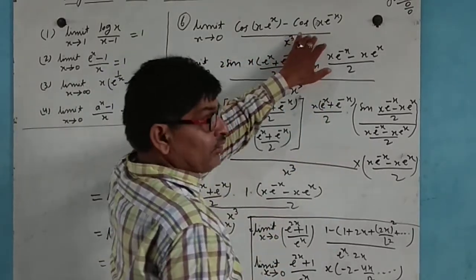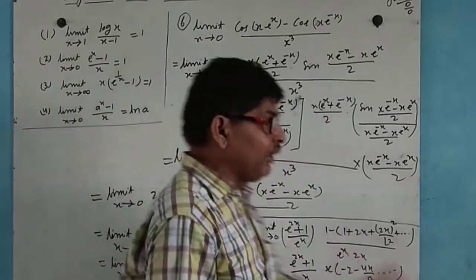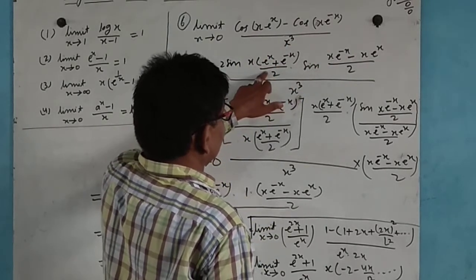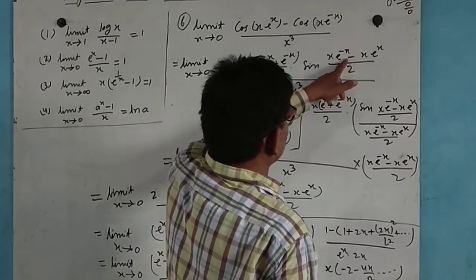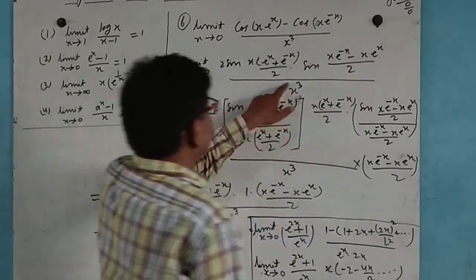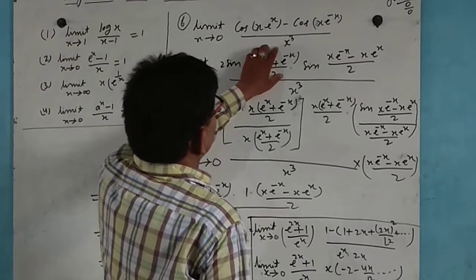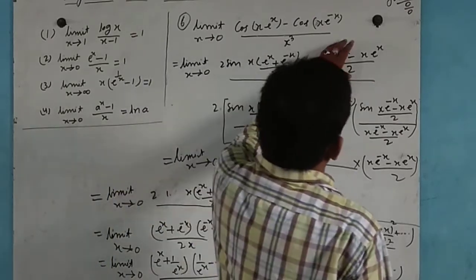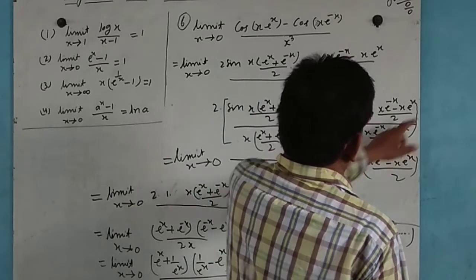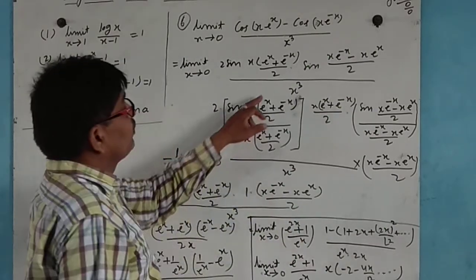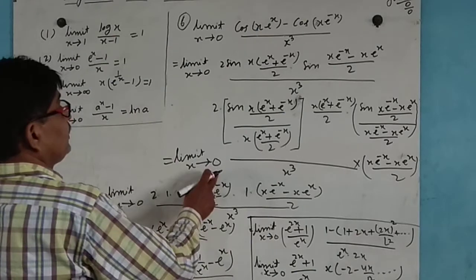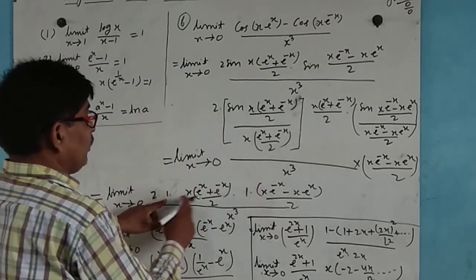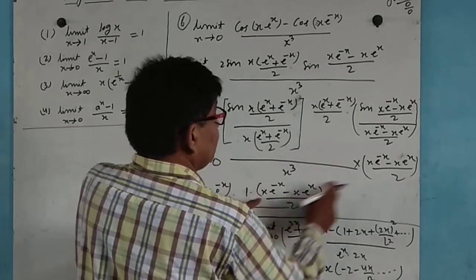Now cos C minus cos D equals 2 sin of (C plus D) by 2 into sin of (D minus C) by 2. So 2 sin of (x e to the power x plus x e to the power minus x) by 2, and sin of (x e to the power minus x minus x e to the power x) by 2, over x cube. Here we arrange these two sines, dividing by this and multiplying by this. Similarly for the other sine. As we know, limit x tends to 0 of sin x by x equals 1, so this becomes 1, and this is also 1.